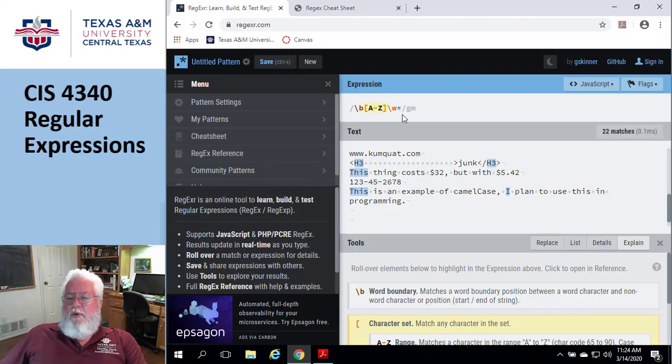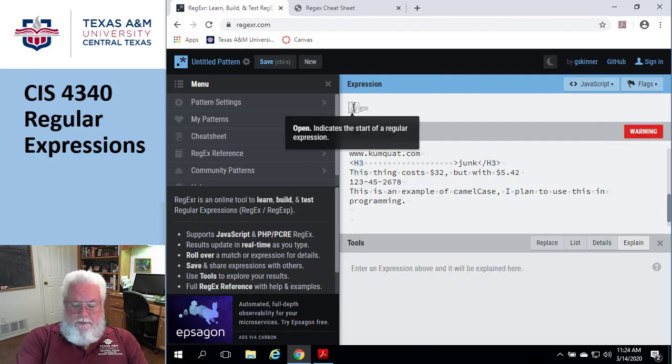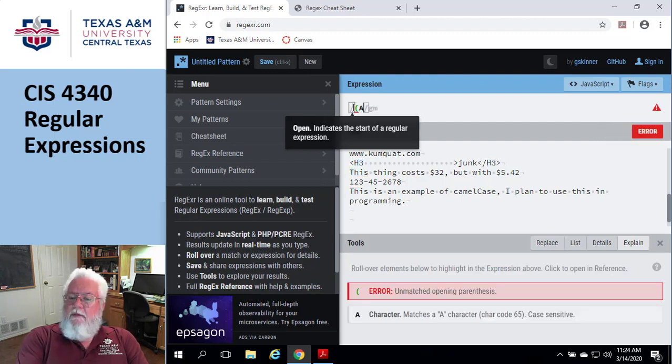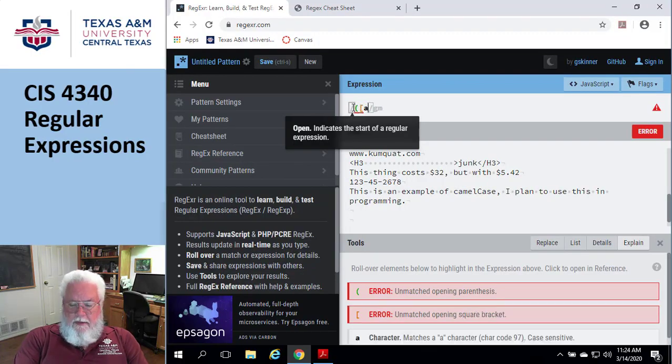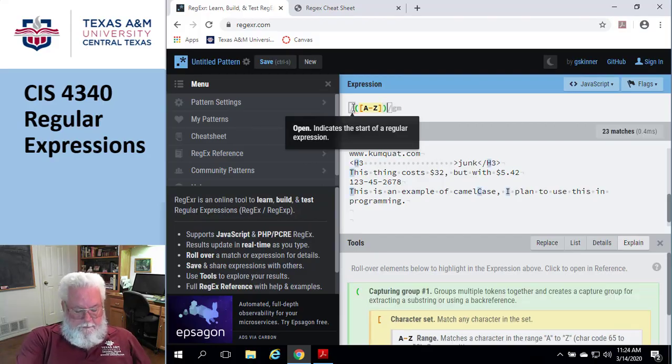So let's do it the dumb way. All right, the dumb way would be something like this, where I just put in parentheses A to Z, like this. Close the parentheses off. And then say, word plus. Dang it.